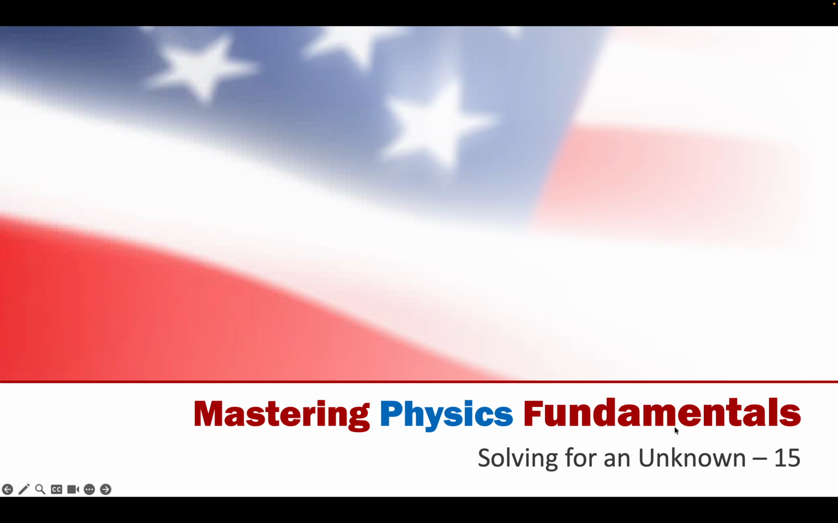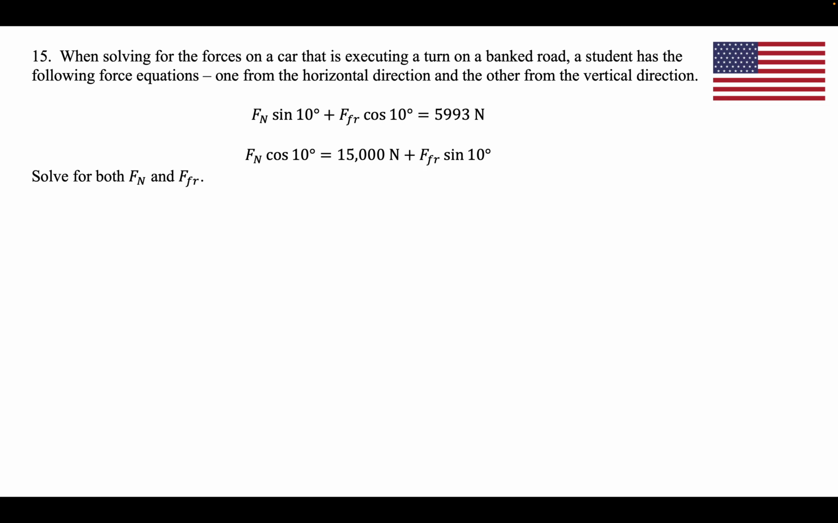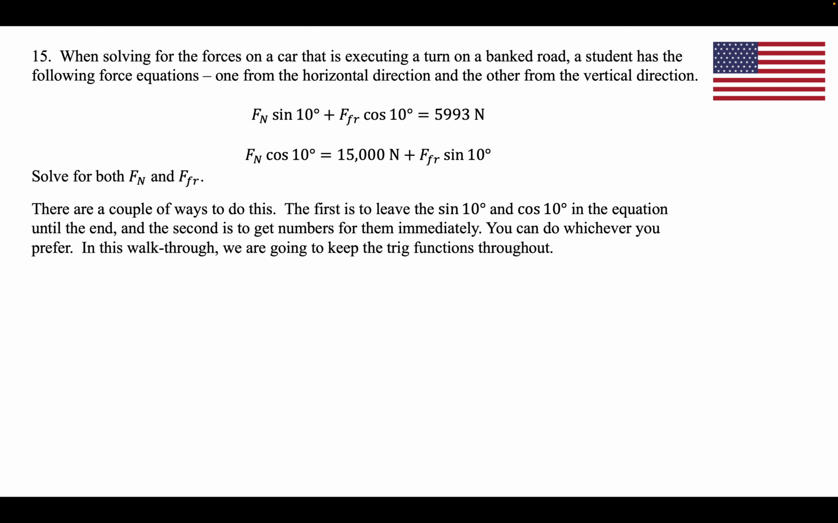This is problem 15 on the Solving for an Unknown worksheet in Mastering Physics Fundamentals. We have a car executing a turn on a banked road. Student has the following force equations. One's from the horizontal direction and the other is from the vertical direction. The unknowns are the normal force and the frictional force. Two equations and two unknowns.